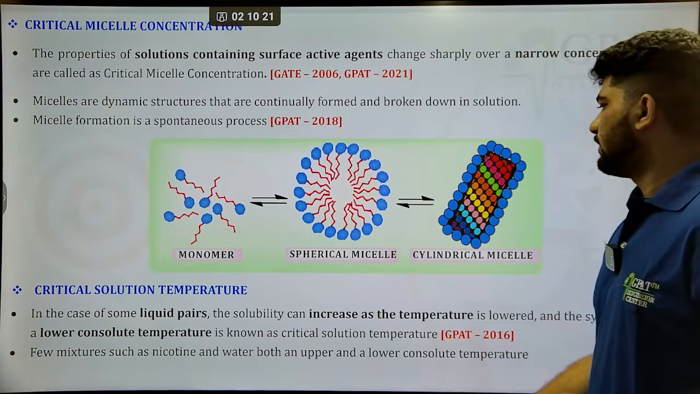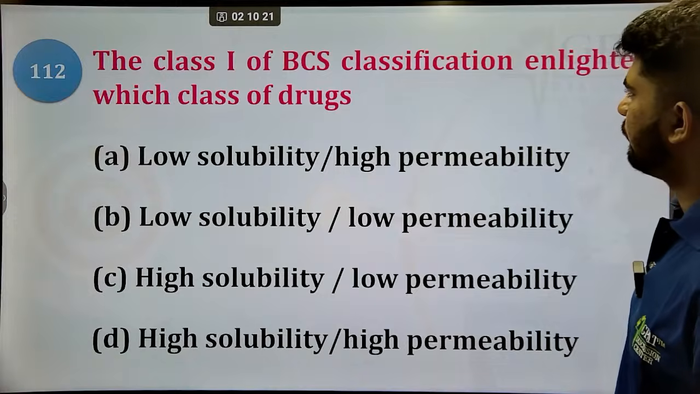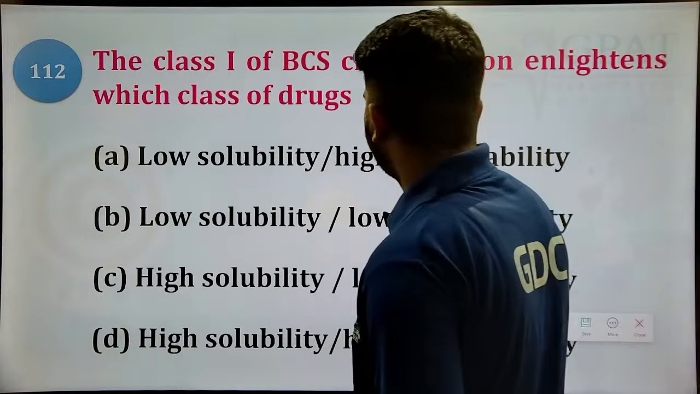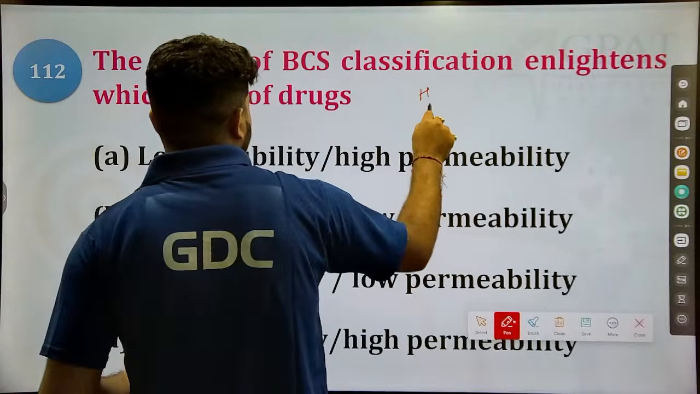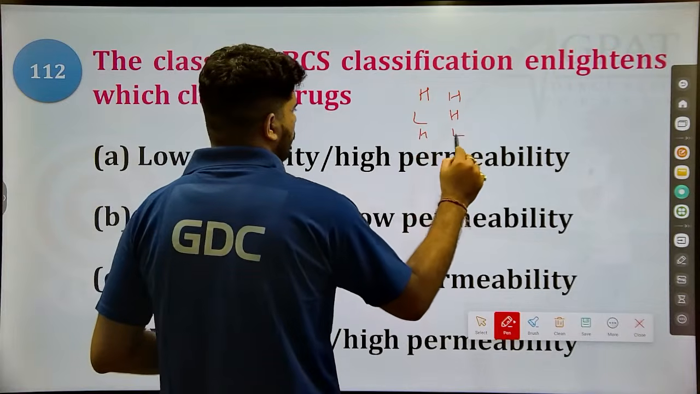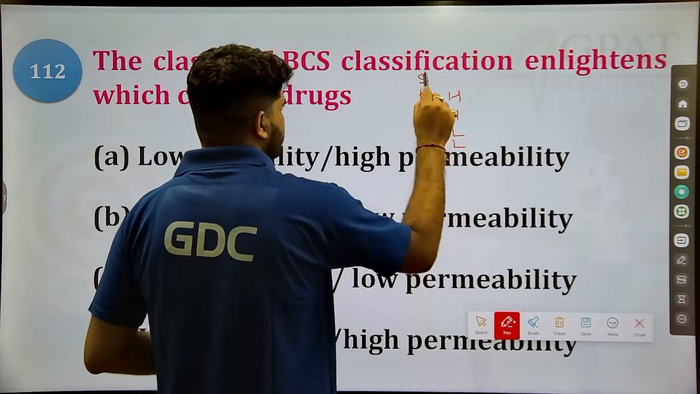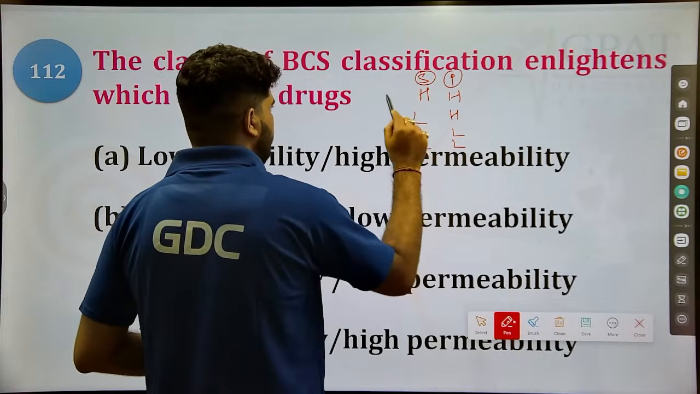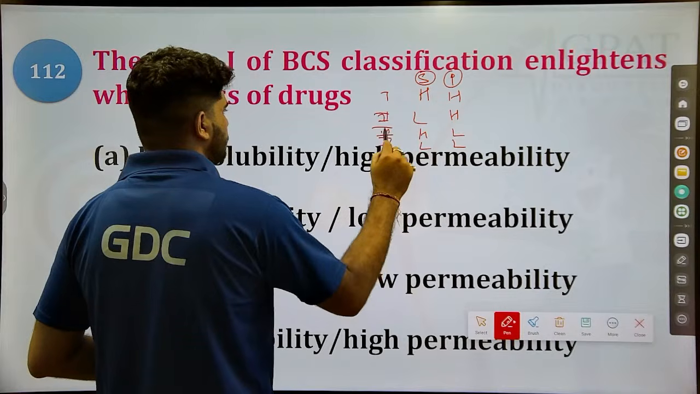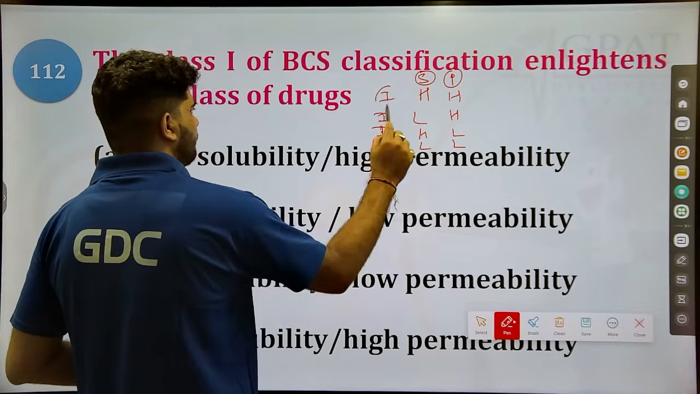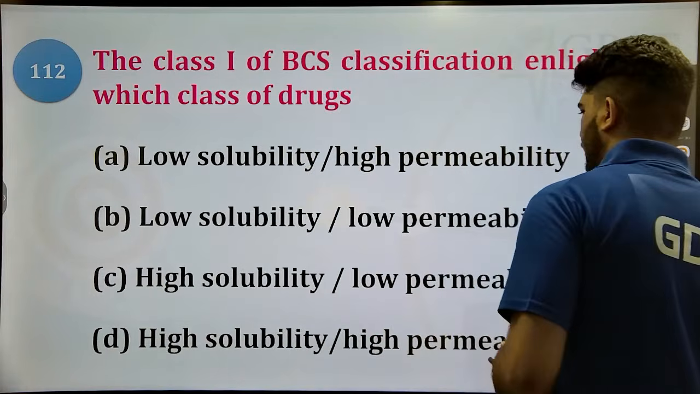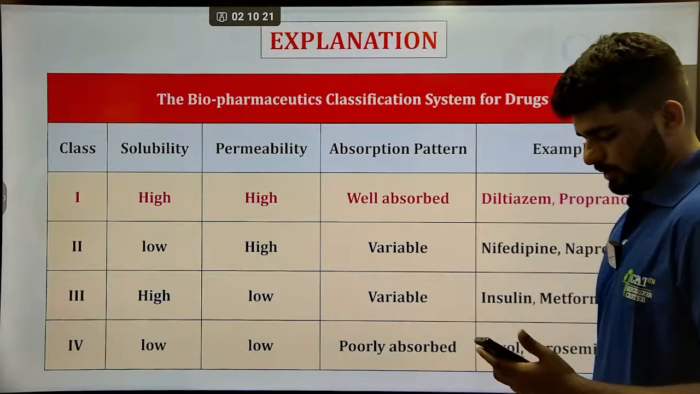Alright, the class 1 of BCS classification. Obviously, that would be your high, high, low, high, high, low, low, low. That is in the case of solubility, and that is in the case of permeability. The first, second, third, and fourth. What's that? That would be your first, that's your HH: high solubility, high permeability.